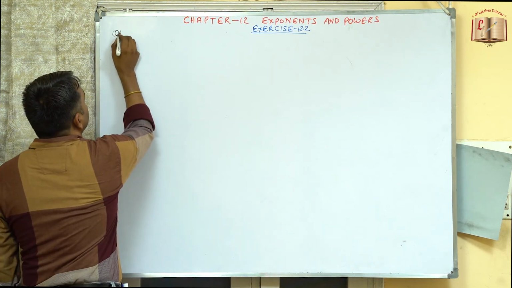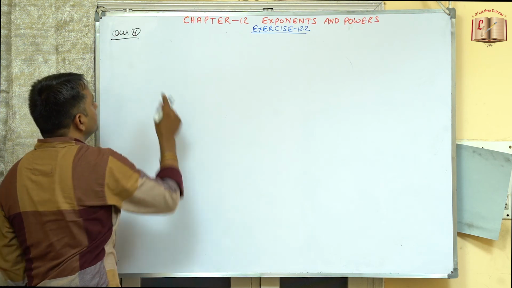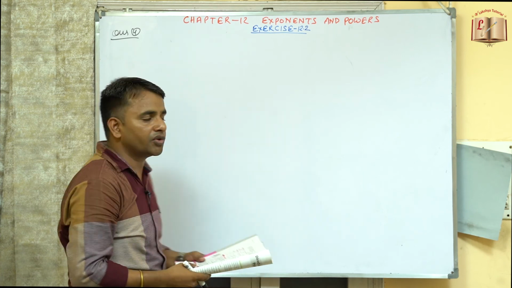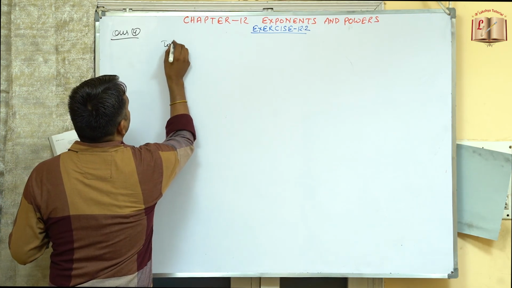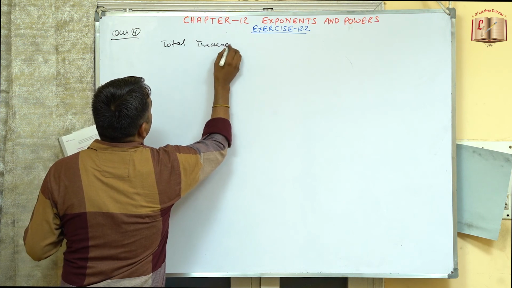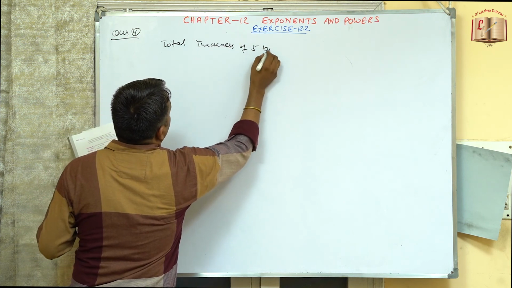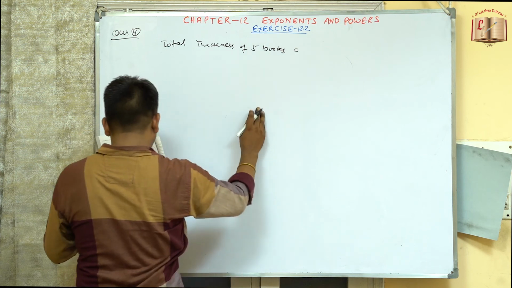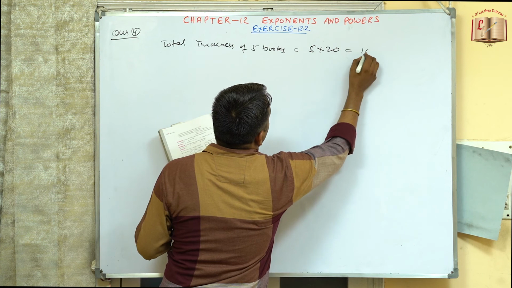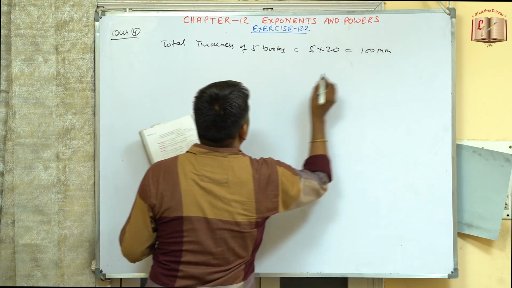So now coming to the question number 4. In a stack there are 5 books each of thickness 20 mm. So first of all we will try and find out the total thickness of 5 books. So total thickness of 5 books will be now 5 into 20. So this is now 100 mm.